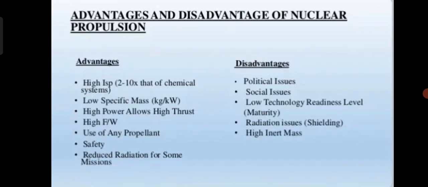Advantages and disadvantages of nuclear propulsion. Advantages: high ISP, low specific mass, high power allows high thrust, high thrust-to-weight ratio, can use any propellant, safety, reduced radiation for some missions. Disadvantages: political issues, social issues, low technology readiness level, radiation issues, high inert mass.